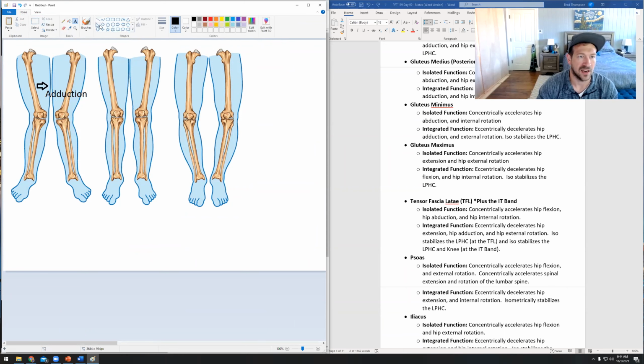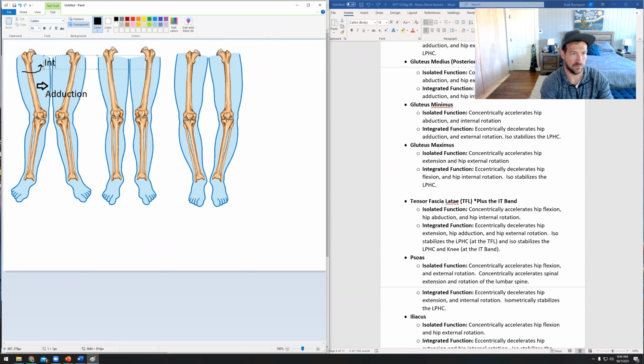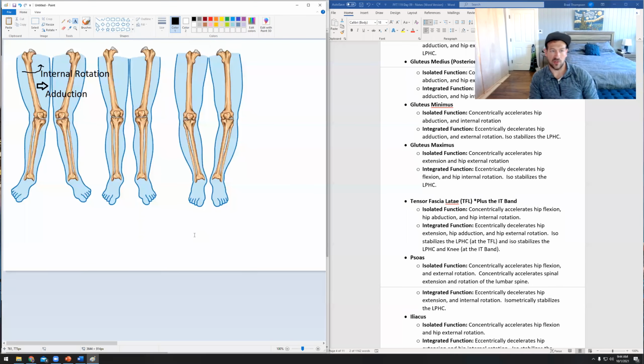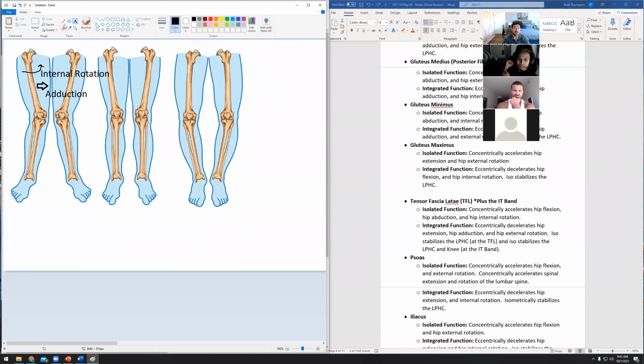And a little bit of, now I just need to make my own, hip internal rotation. Right? So there we go. That's what knee valgus is being caused by. Knee varus is the exact opposite, right? Knee varus is hip external rotation.